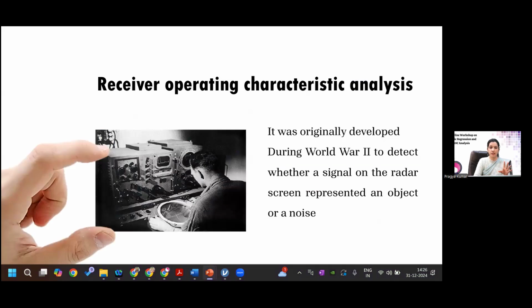So what is this ROC? The full form of ROC is Receiver Operating Characteristics analysis. And classically, it was invented during World War II, because they had to differentiate between the signal coming from the radar and the noise. Because they had to act, they developed this ROC to detect these signals and clearly discriminate between a signal coming from the radar and the noise.